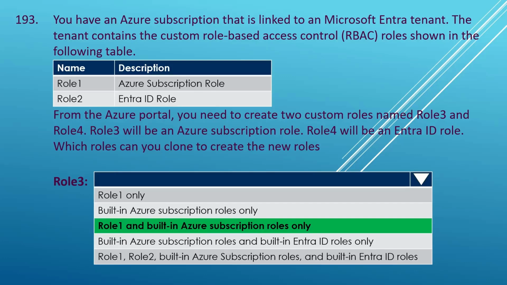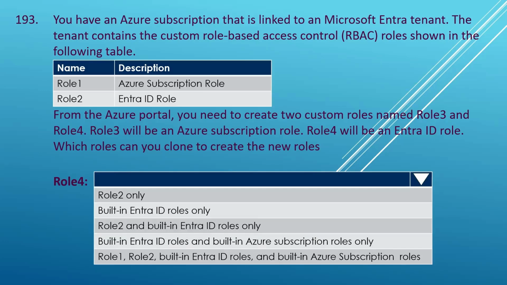You have to have a match. There cannot be a mix and match of these two roles. And the next part of the question is about role 4. And you already know role 4 will be an Intra ID role. So basically you can only copy a custom Intra ID role and not a built-in Intra ID role. So what would be the answer? It would be role 2 only.